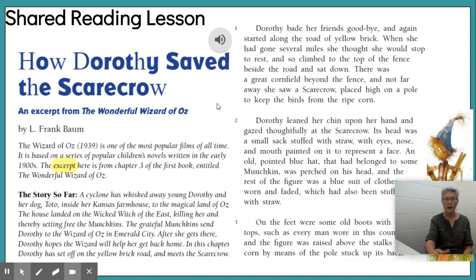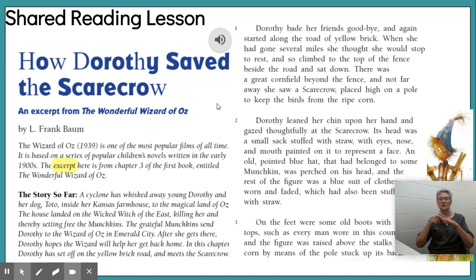A cyclone has whisked away young Dorothy and her dog Toto inside her Kansas farmhouse to the magical land of Oz. The house landed on the Wicked Witch of the East, killing her and thereby setting free the Munchkins. The grateful Munchkins send Dorothy to the Wizard of Oz in Emerald City. After she gets there, Dorothy hopes the wizard will help her get back home. In this chapter, Dorothy has set off on the yellow brick road and meets the Scarecrow.